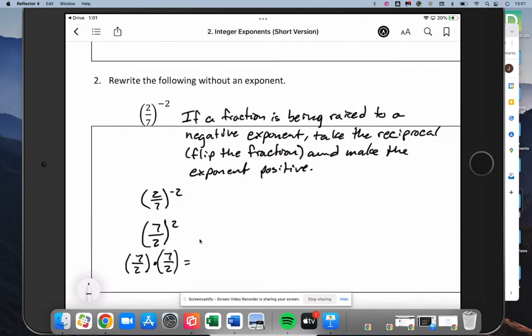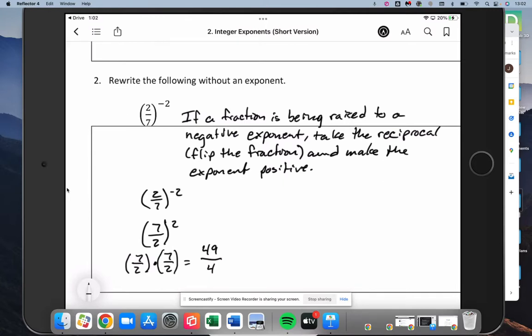And I will get 7 times 7 is 49. 2 times 2 is 4. And so we end up with 49 over 4. There is another way to do this that's more proper, in my opinion, but I ended up filling up this entire box with math doing it. And so I thought I would spare you that and just give you the shortcut rule.